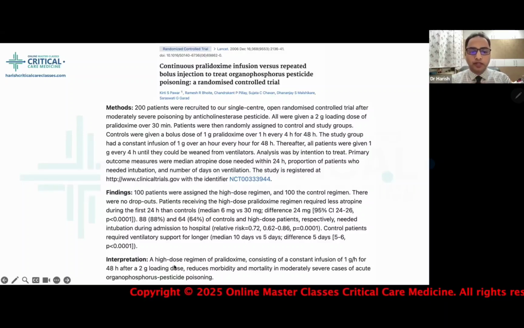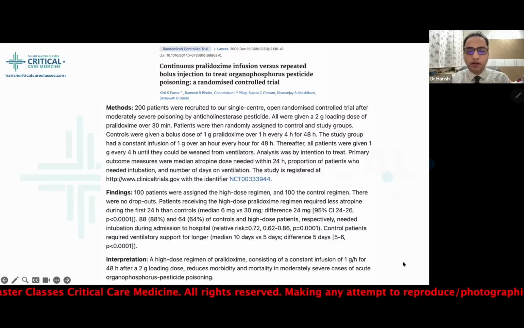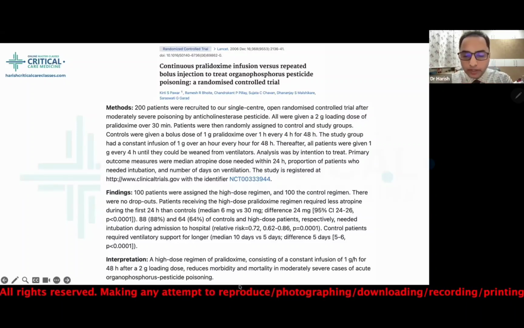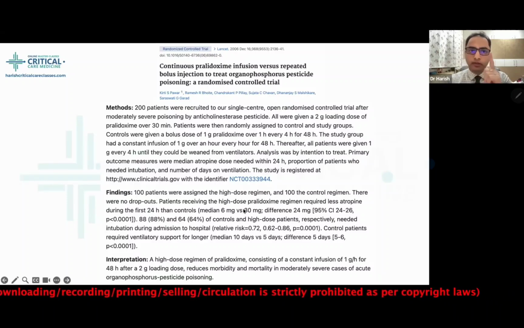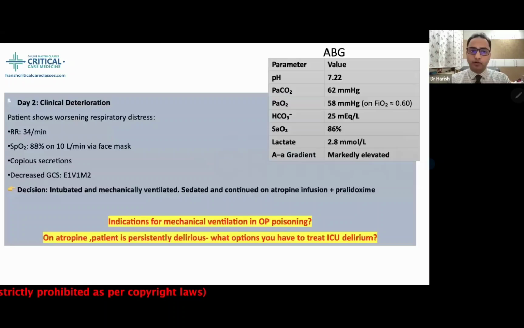Interpretation: a high-dose regimen of pralidoxime consisting of a constant infusion of 1 gram per hour for 48 hours after a 2 gram loading dose reduces morbidity and mortality in moderately severe cases of acute organophosphorus pesticide poisoning. So this is the inference. Just for your viva purpose, remember this clinical trial. Many times it has been asked in your practical exam. Very, very important.